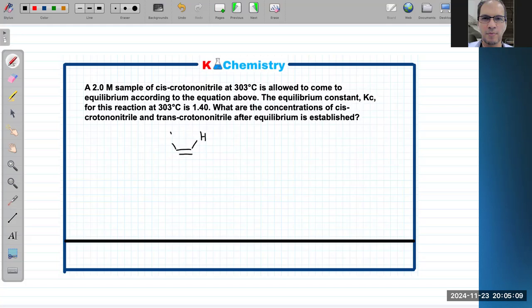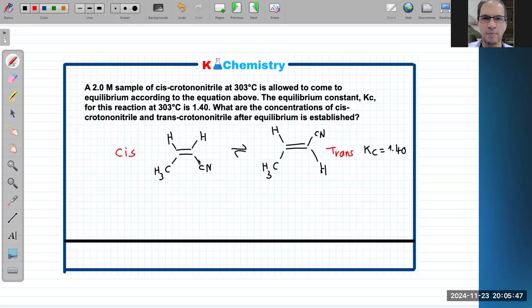This is H and H. This is CH3 and this is CN. No need to know that. But this is the double bond, and this is the trans form of it. So this one has changed into this one, and the Kc for this reaction was found to be 1.4 at the temperature given, 303. What are the concentrations of the cis, which is this one, and the trans of this one after equilibrium is established?